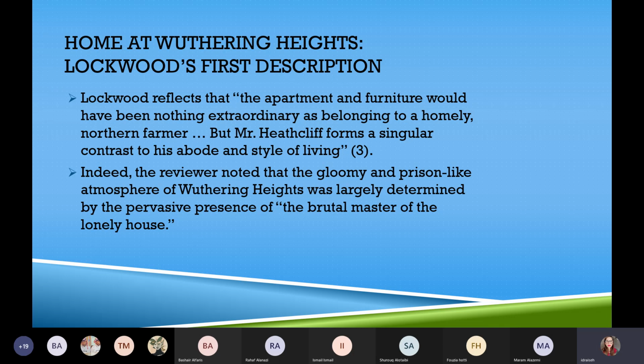Again, Lockwood says, "This house, the apartment and furniture would have been nothing extraordinary, as belonging to a homely northern farmer. However, Mr. Heathcliff forms a singular contrast to his abode and style of living." So it's all about the inhabitants of the house, that those people just don't fit together, and there's something strange about them, especially Heathcliff.